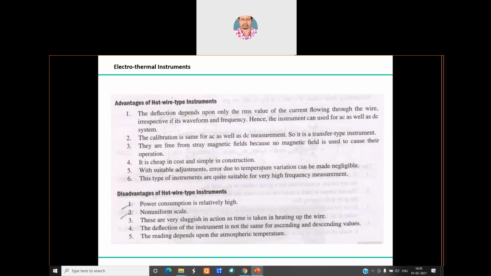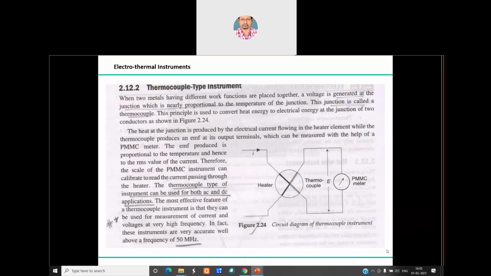Yeah, and these types of instruments are quite suitable for very high frequency measurement. You can achieve up to a certain range of kilohertz, also 20 kilohertz, 50 kilohertz range. Yeah, power consumption is high and the scales are non-uniform, but these are not major disadvantages. Power consumption, yes, you can say, is one of the major limitations.